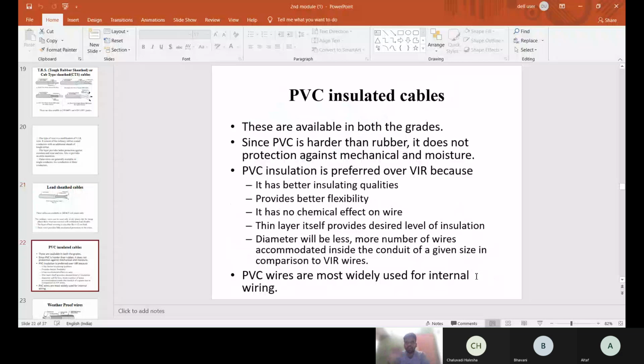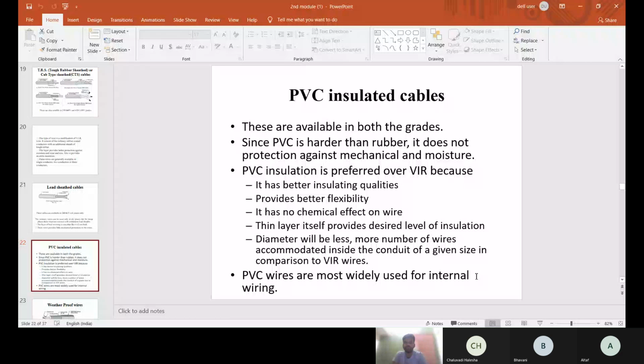In our day-to-day life, in home appliances and everywhere, we use PVC. This PVC is easily available and cheap, and it also provides better mechanical strength. For that purpose, we use PVC insulated cables. Since PVC is harder than rubber and provides protection against moisture, PVC insulation is preferred over VIR. Why is PVC preferred over vulcanized Indian rubber cables?